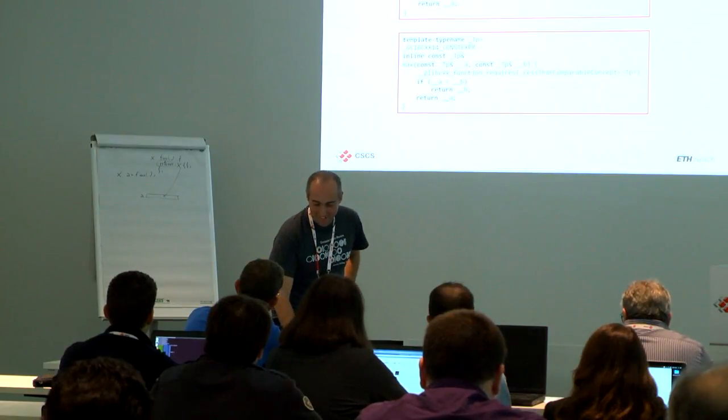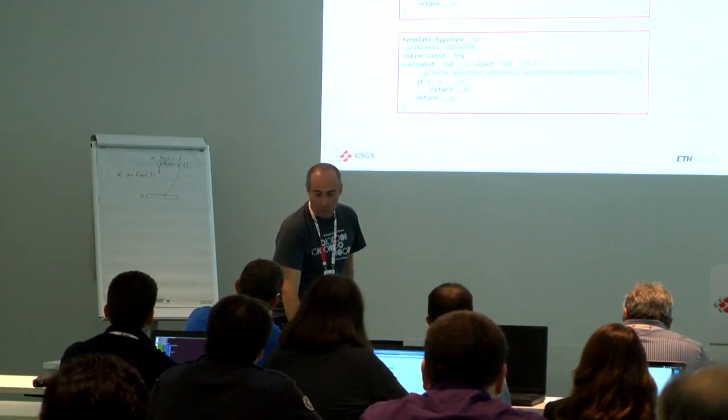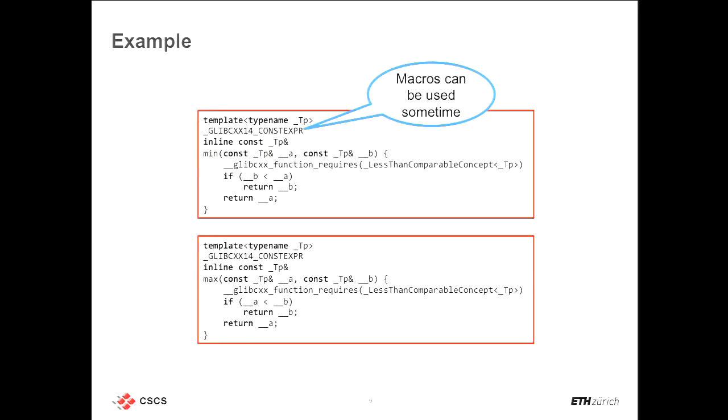I think it's interesting. Why would you want to use macros? Because you want to write generic code. You want the code to compile. In the case of C++14, for instance, you want this to be constexpr. You want to have the value at compile time if possible, while C++11 cannot do it. So you just put a macro there that is available only in C++14.